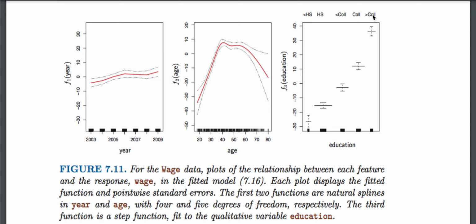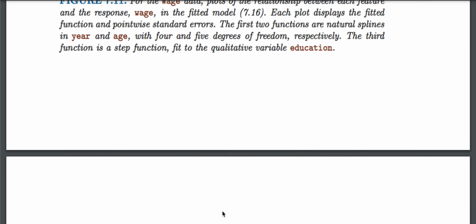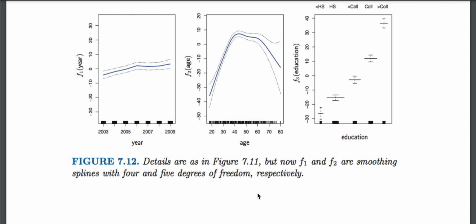Now you may ask, what are these functions here? These are natural splines with 4 and 5 degrees of freedom. And then here we have a smoothing spline with 4 and 5 degrees of freedom. We see the qualitative behavior doesn't change.